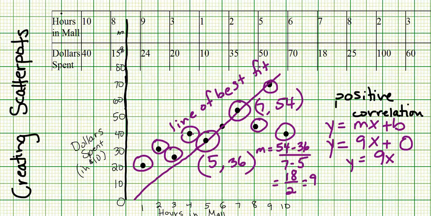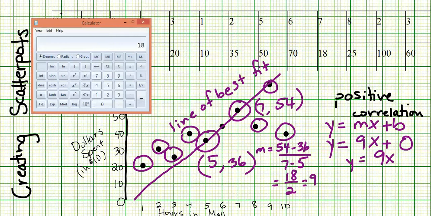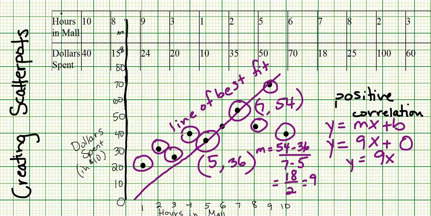4 hours in the mall times 9 is 36. This one was a little bit high, but it's kind of close to 36. 3 hours in the mall times 9, you'd spend 27. This one spent pretty close to 27, so this graph model is a pretty good model of my points. And hopefully that slope is right. It may not be perfect for every single point, but it's a line that fits as many of the data points as closely as you can.